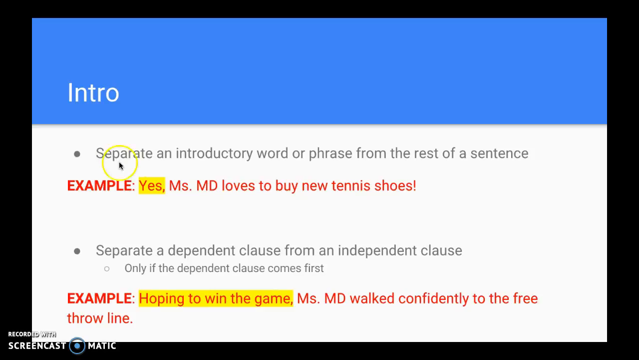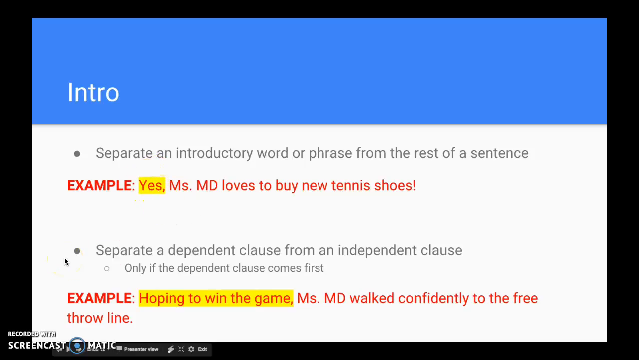So let's take a look at what we mean here in this example. Yes, Miss MD loves to buy new tennis shoes. The word yes here is an introductory word that does not need to be included with the sentence in order for it to make meaning, but it does provide some sort of emphasis or clarity. As a result, I need to take this introductory word and place a comma after it. So anytime we have an introductory word like well, or because, of course, those kinds of words, introductory words at the beginning of a sentence need to be offset with a comma.